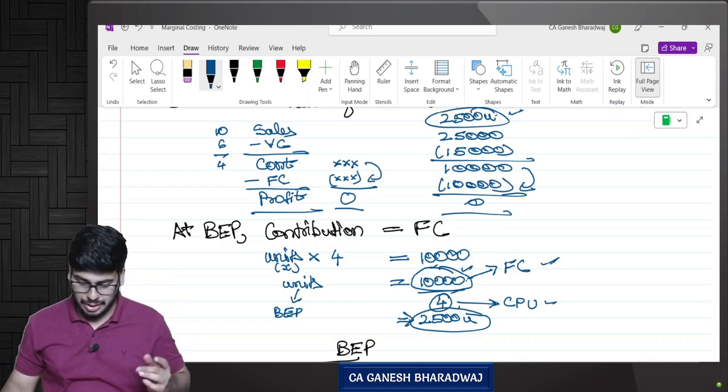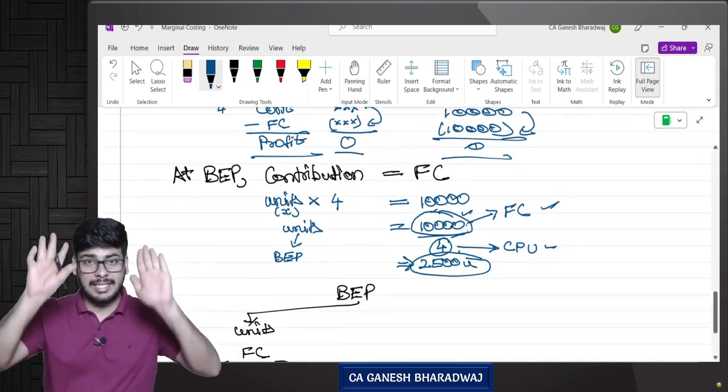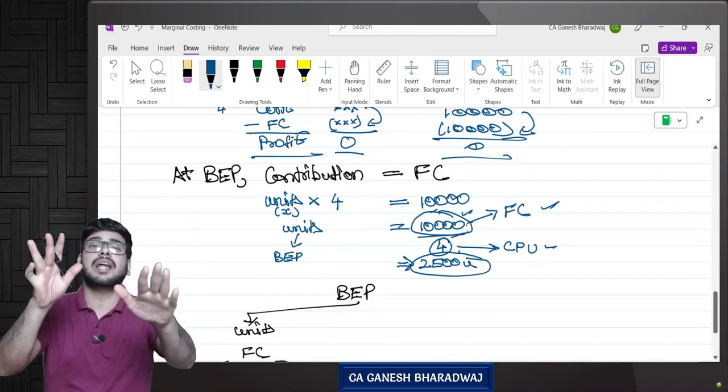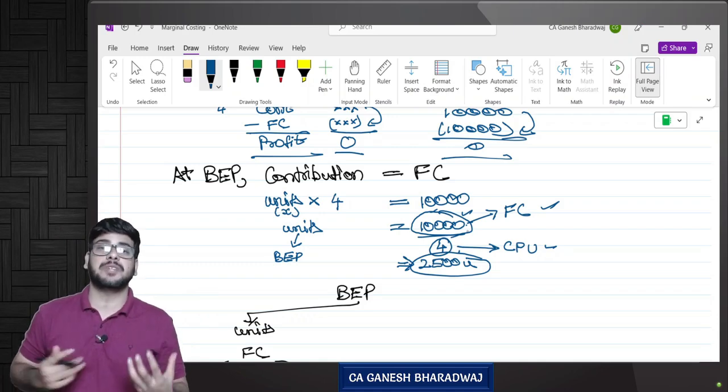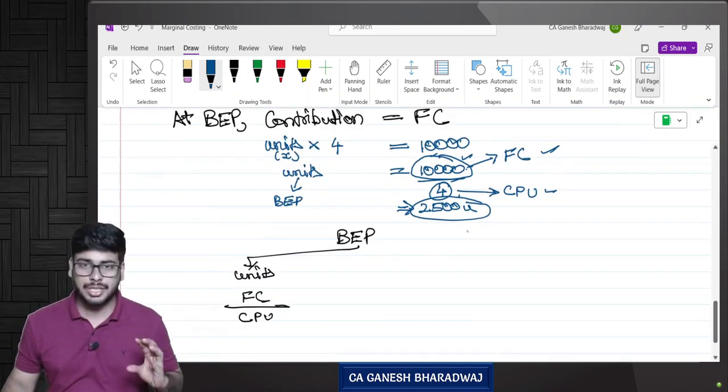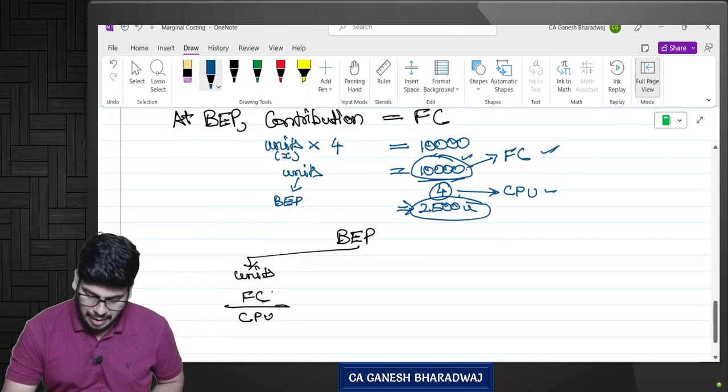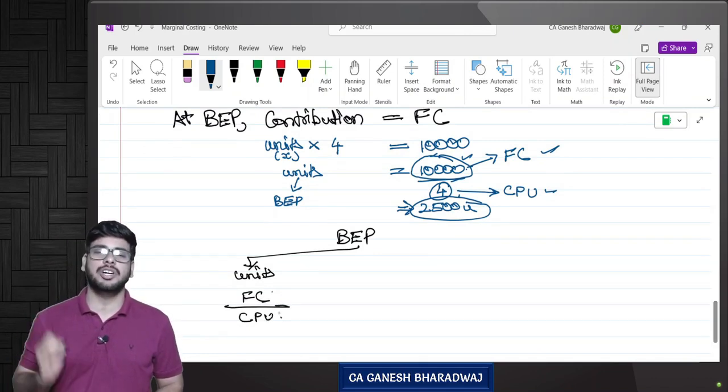Are you clear with this? So break-even point is what? It is a point of sale where I make a no profit or no loss scenario. So if I want to express my break-even point in units, it is nothing but fixed cost divided by contribution per unit.